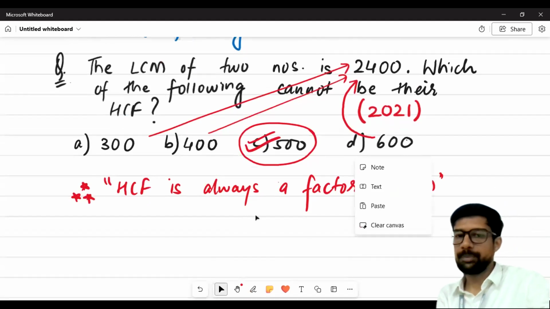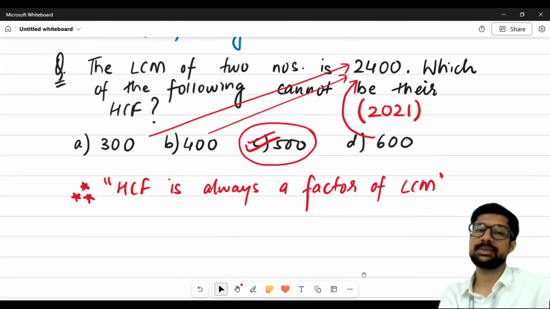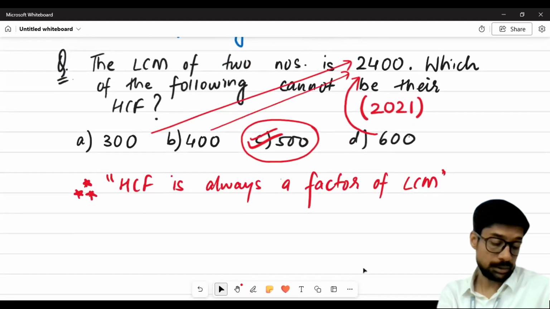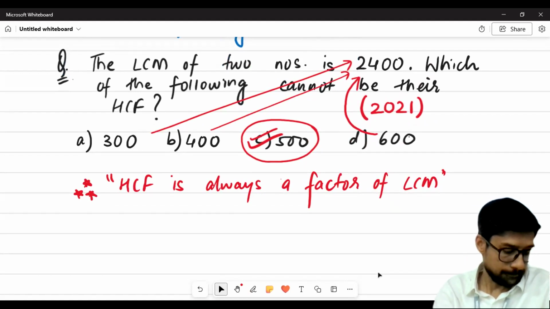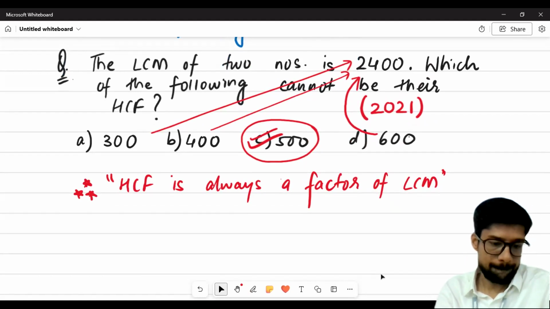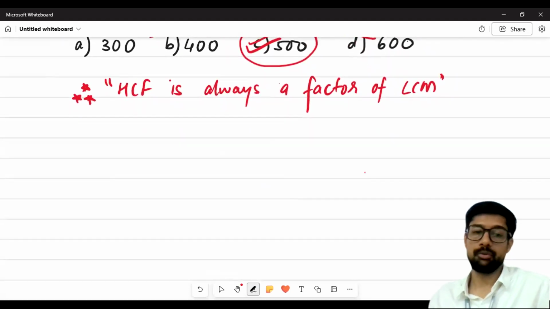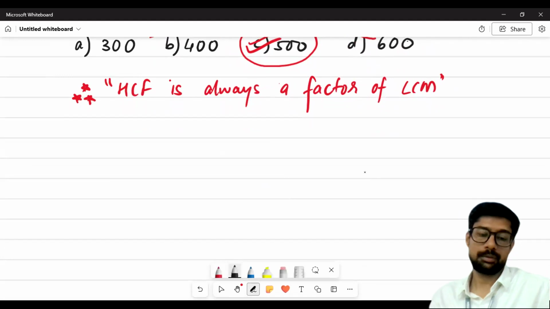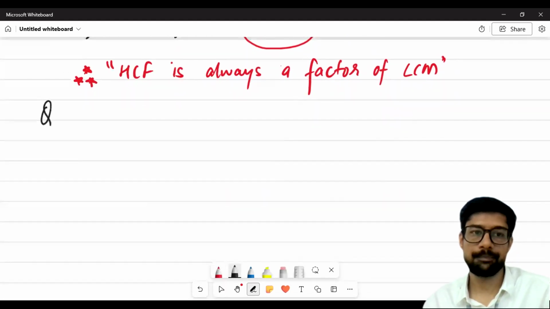Okay. This statement was once asked in assertion reasoning. HCF is a factor of LCM. This was asked in assertion reasoning. Okay, let's take the next one. Now, this is a HOTS category question. Usually schools pick it up if they would like to generate a little bit of level in the exam.